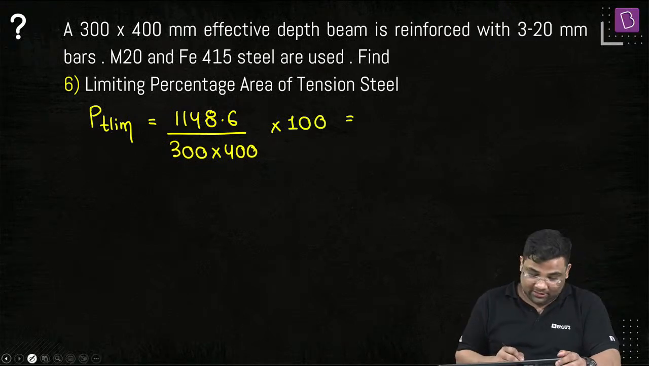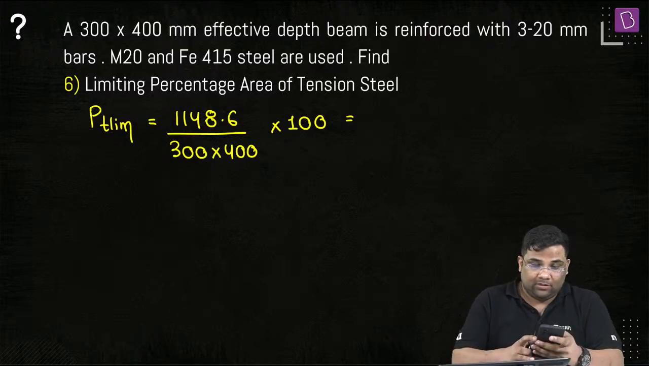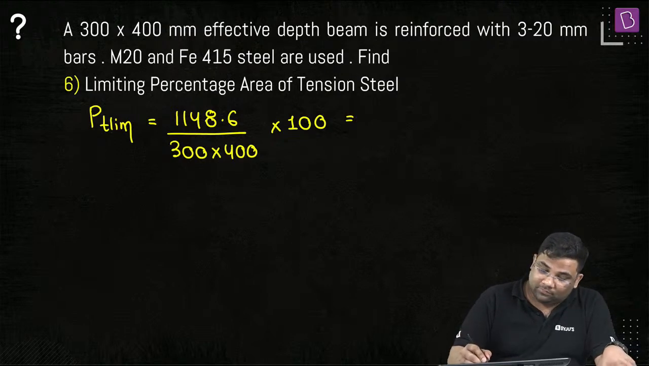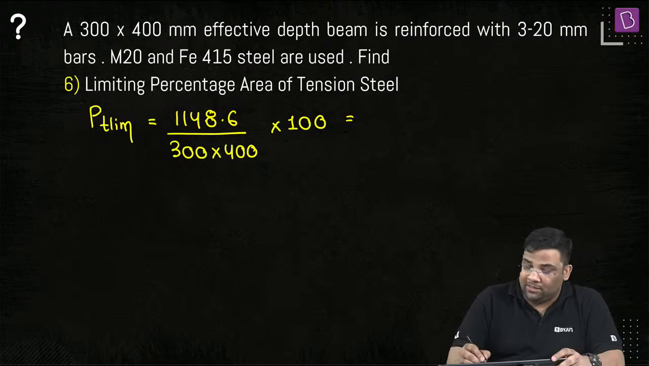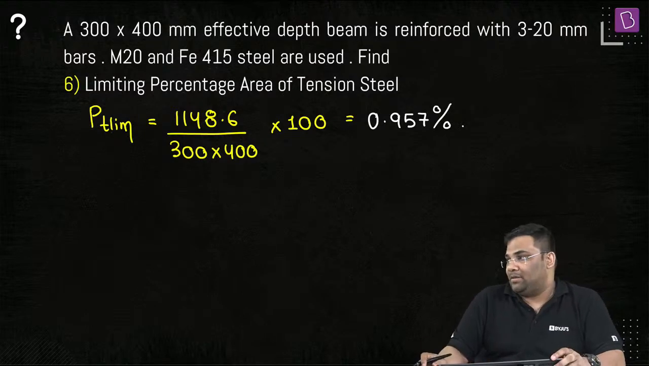Tell me in the comment section. How much am I getting for PT limiting? Tell me what is the answer. I am getting 0.957%.